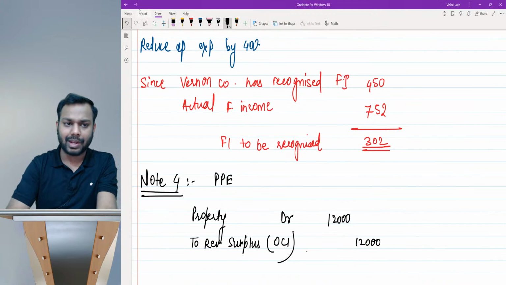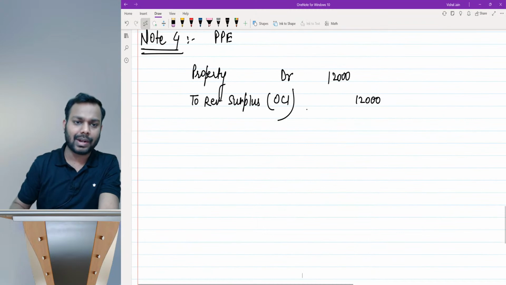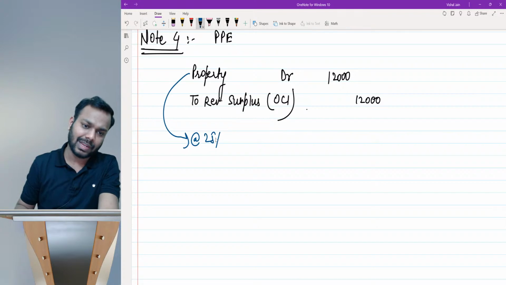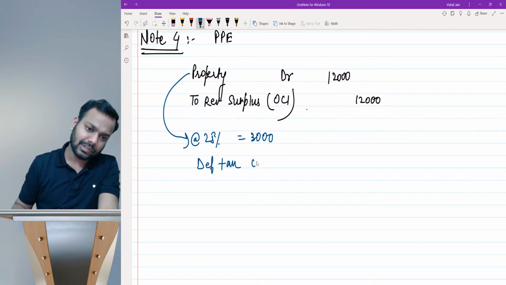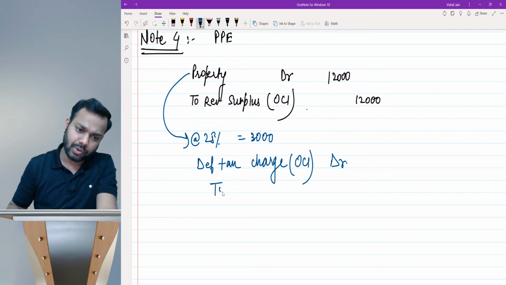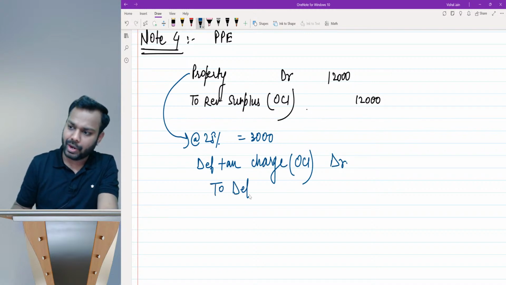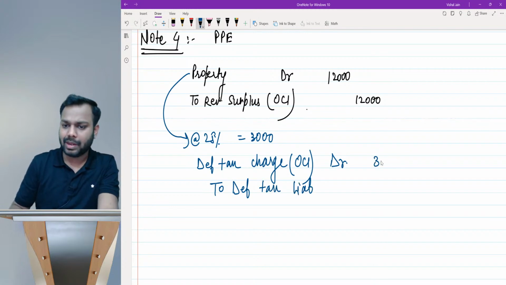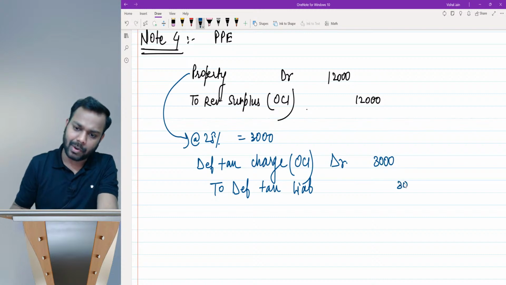If we are gaining, we have to recognize a deferred tax as well on this one. So the deferred tax on this at the rate of 25% is equal to 3,000, right? So what is the entry for that one? The entry is deferred tax charge that will be transferred to OCI, account debit to deferred tax liability. Very good, Naman. Deferred tax liability, and the amount will be 3,000.